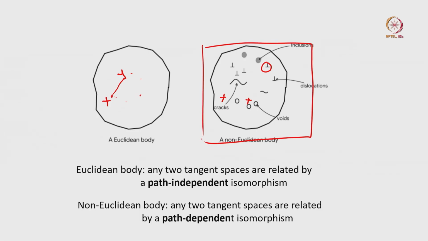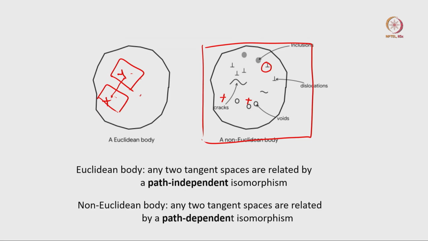So a non-Euclidean body, unlike a Euclidean body, where if there are 2 tangent spaces, they are related by a path independent isomorphism. The isomorphism between the tangent space at x and the tangent space at y is not path dependent, okay. That means it is not dependent on how you connect these 2 points, whether by a straight line or by a curve and all that.